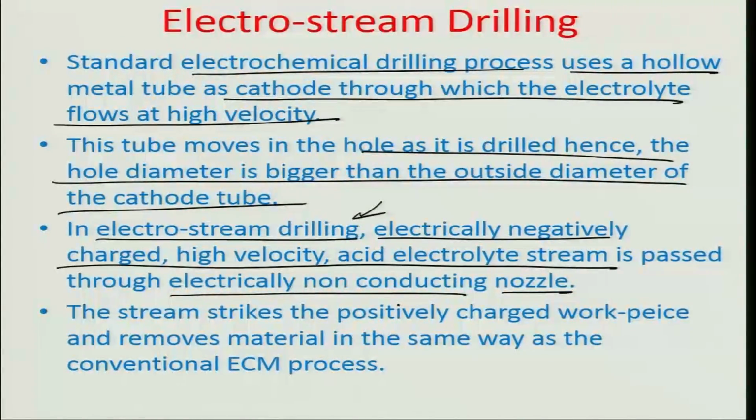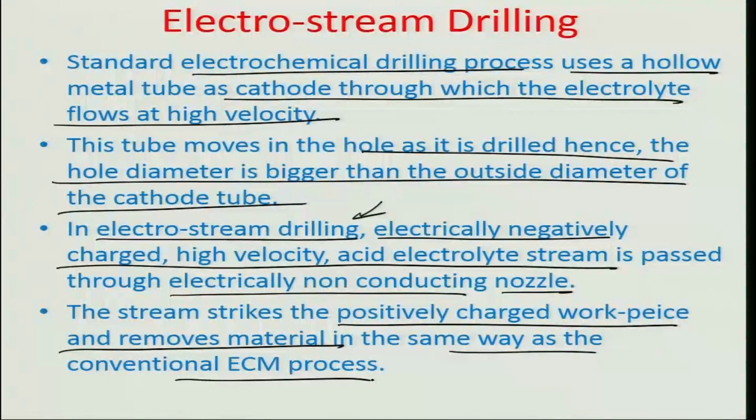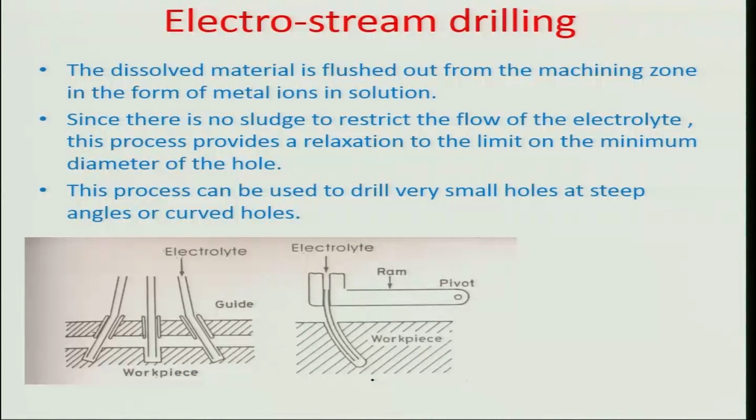The stream strikes the positively charged workpiece, and in the process, because it is negatively charged, it starts removing the material in the same way as the conventional ECM process does. You can see it here in this example. This is a case of electrostream drilling. The main advantage that such a drilling process may have is that you can make curved holes or inclined holes, as you can see here.